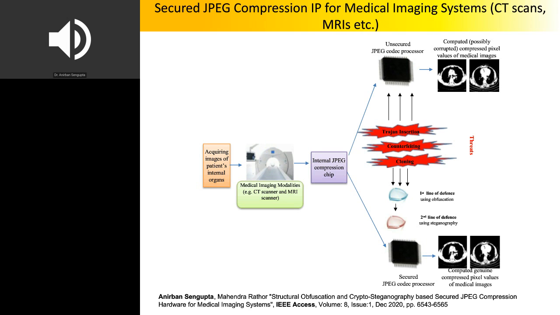So, for example, if you have an unsecured JPEG codec processor and you use it as part of a medical imaging system for hybrid compression, then it may result in tampered pixel values being generated. But if, on the other hand, you have a secured JPEG codec, then that can provide the first line of defense using obfuscation and the second line of defense using steganography or watermarking or biometric fingerprinting, and that will result in an authenticated and correct pixel value through the hardware.